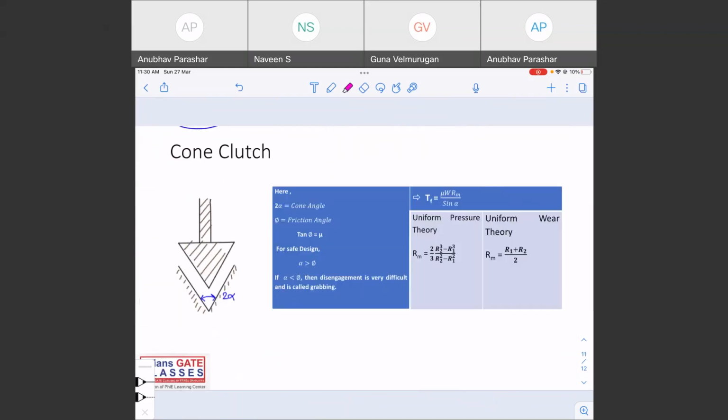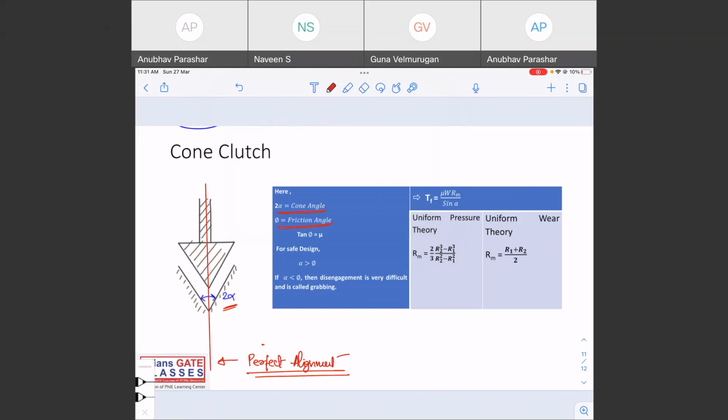So the conical clutch looks like a cone. It is generally used in machine tools. Perfect alignment is required, otherwise you will not be able to engage this clutch. Here you can see 2 alpha is the cone angle. 2 alpha is nothing else but the cone angle.